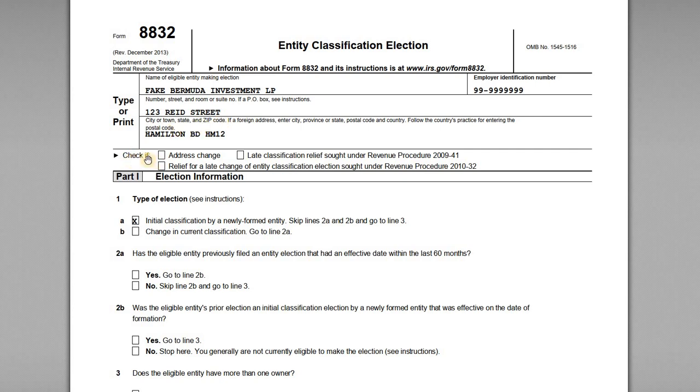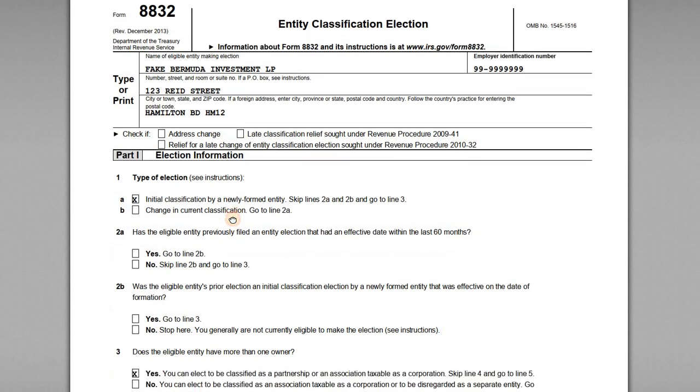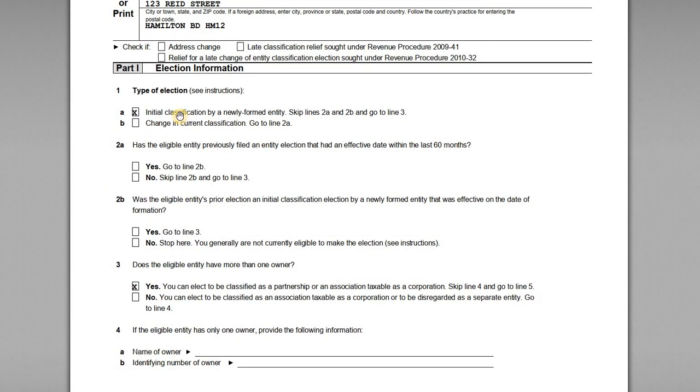Now, in the check here section, notice there's a couple of boxes, right? We don't have any address changes, and we are timely filing this. And so because it's being timely filed, we don't need to indicate that we have late classification relief, right? Because it's being submitted within 75 days of that desired effective date, we can go ahead and just leave those items off.